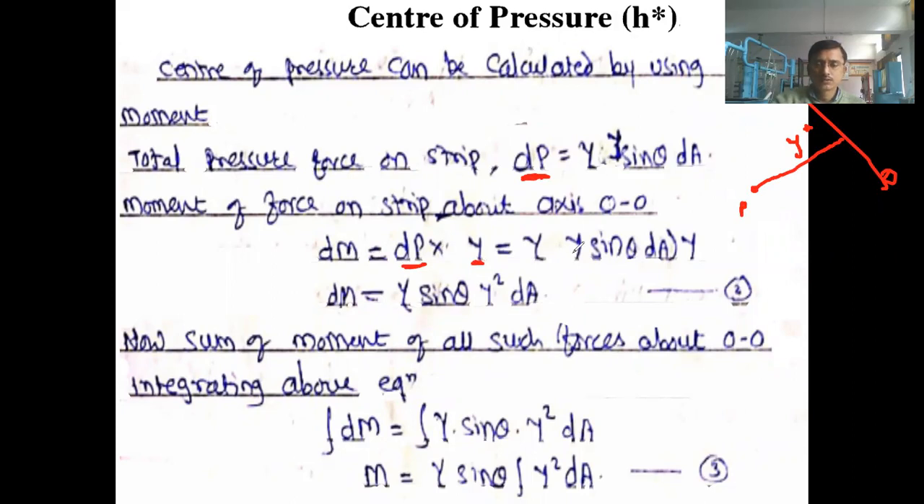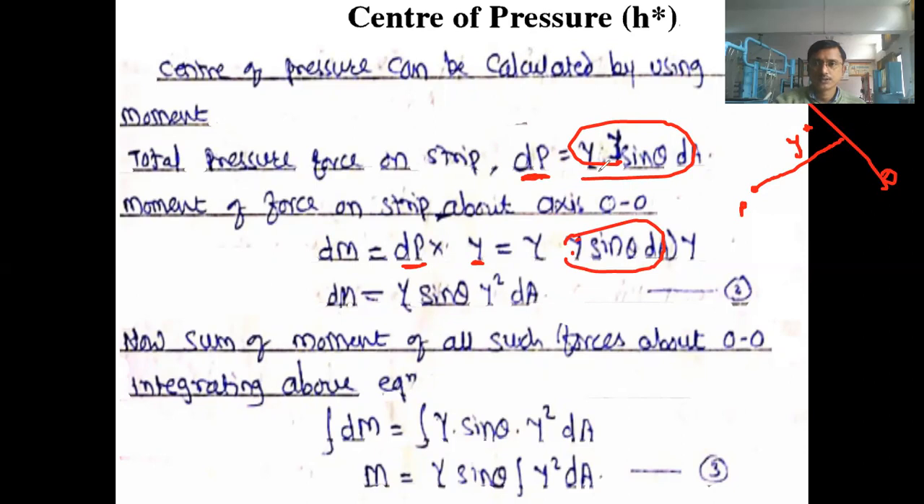Now here, instead of this dP, what will I write? I will write this value instead of dP. So I will put it here like this. So dm is equal to gamma sine theta y square into dA.